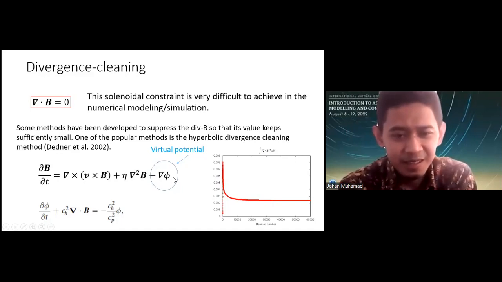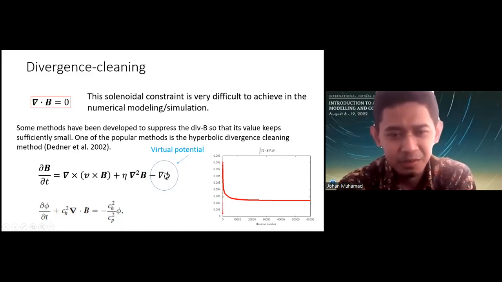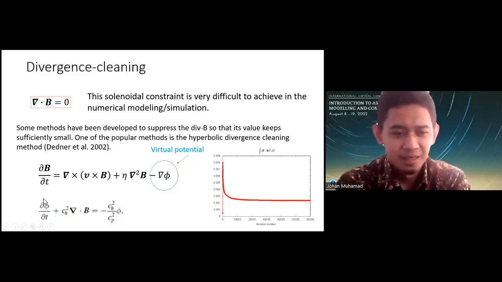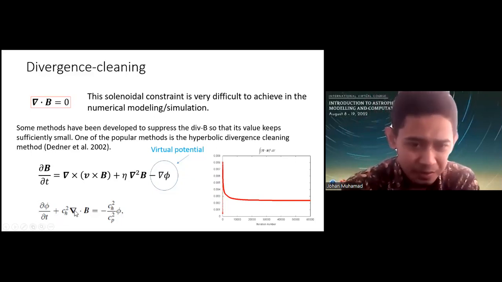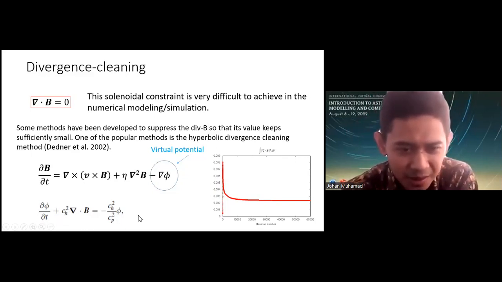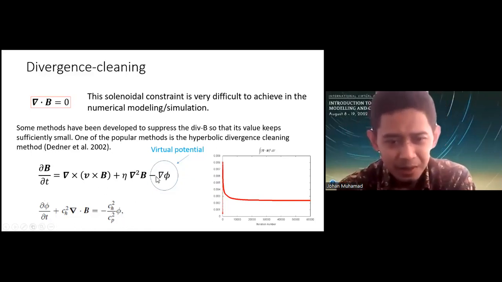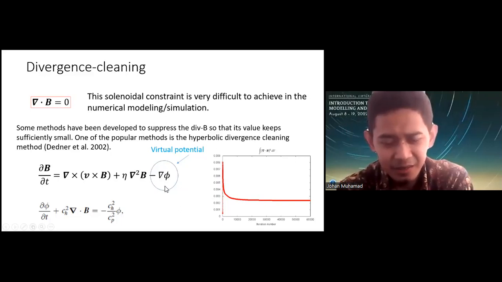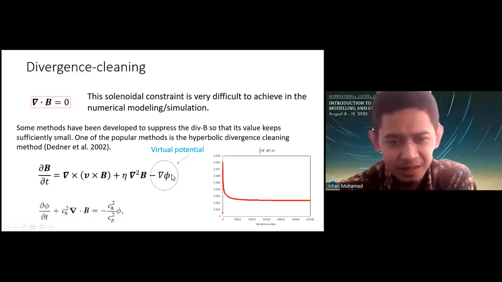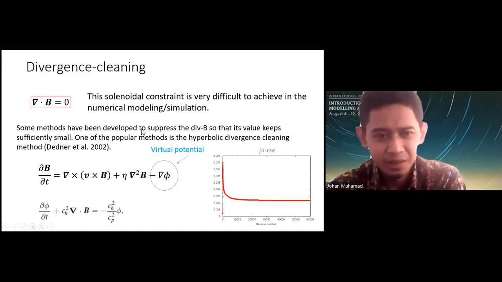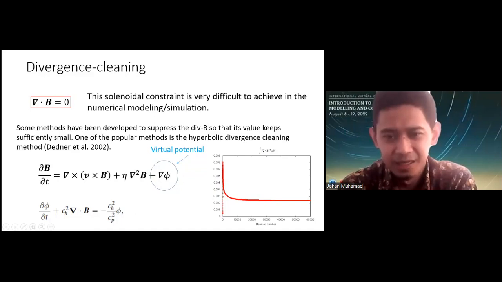And then this is the virtual potential, and the virtual potential should follow these equations. If you add this in your induction equation, then maybe you can suppress the value of divergence B. So this is the meaning of divergence B cleaning.